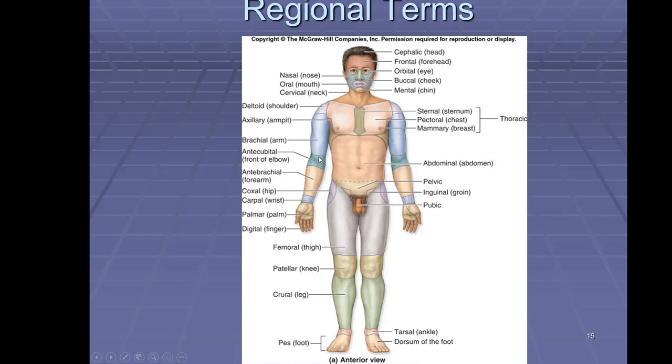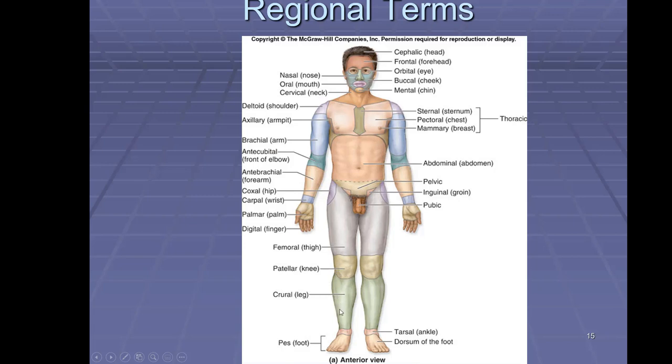Antecubital refers to that little crease in the front of your elbow. Antebrachial means forearm. Coxal means hip. Carpal, wrist. Palmar means the palm of the hand. Digital means finger or toes. So digits are fingers or toes. Femoral means the thigh region. Patellar means the front of the knee, where the kneecap is.